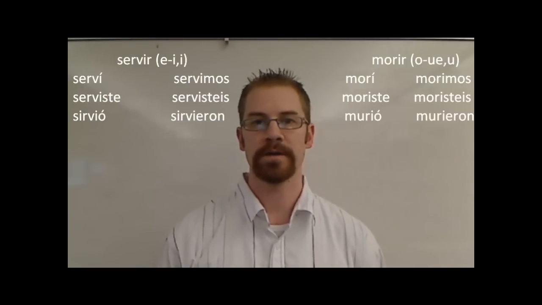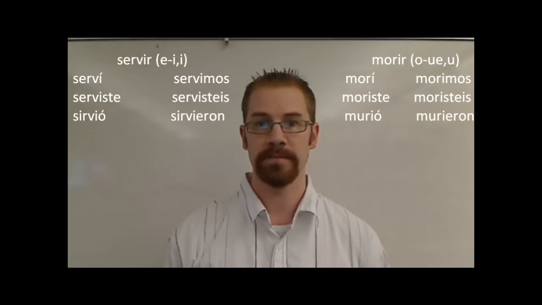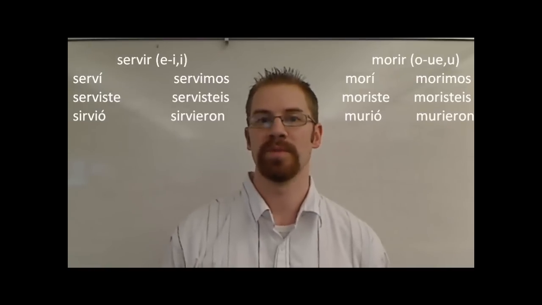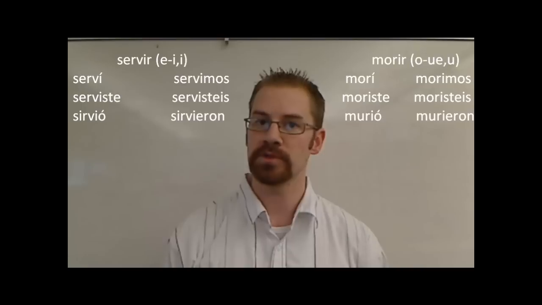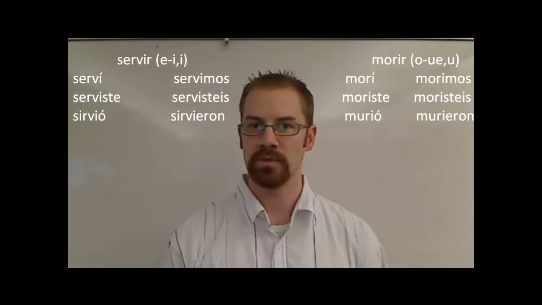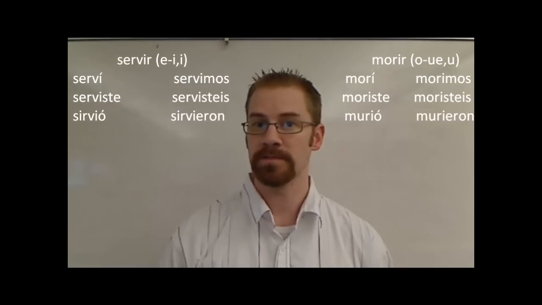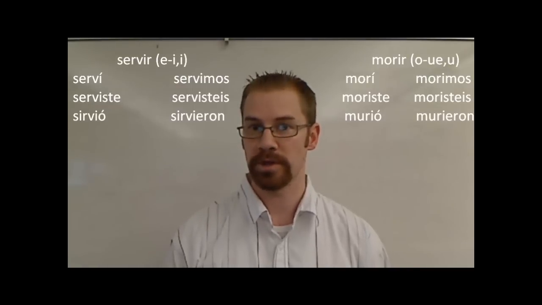Okay, so you have your answers on either side of me for morir and servir. Basically, just do some practice with them. Make sure you remember that these are sandal verbs. It's just the bottom two, where the E changes to an I or the O changes to a U. If you have any questions about sandal verbs or stem changing verbs in the preterite, make sure you ask, and then I'll answer it for you.